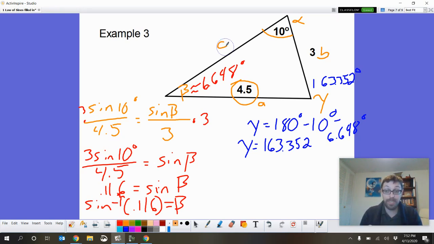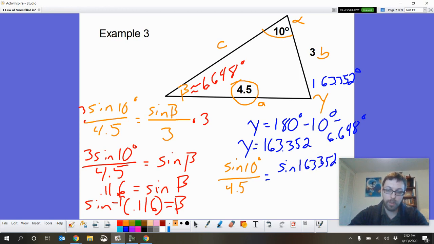All right. Last thing we need is we need to figure out what C is. And to figure out what C is, we have to use the law of sines. No Pythagorean theorem. So we're going to use that same key, our same golden ticket. The sine of 10 degrees over 4.5. It worked before. No reason to stop using it now. We have an angle now that we can put into it, the sine of 63.352 divided by whatever C is.